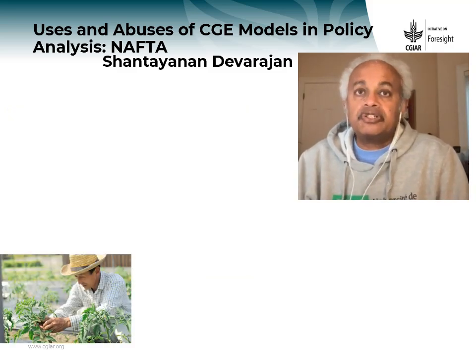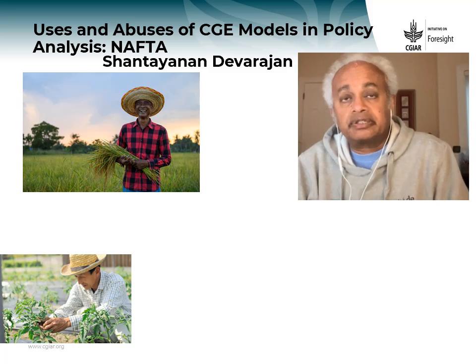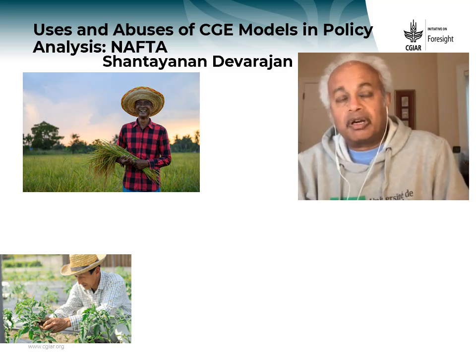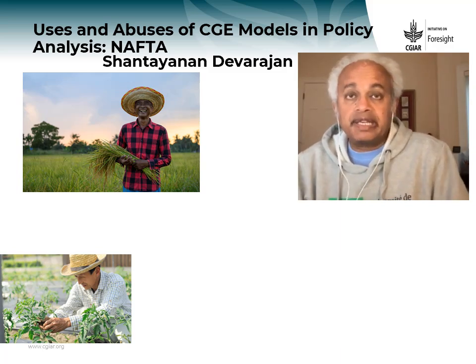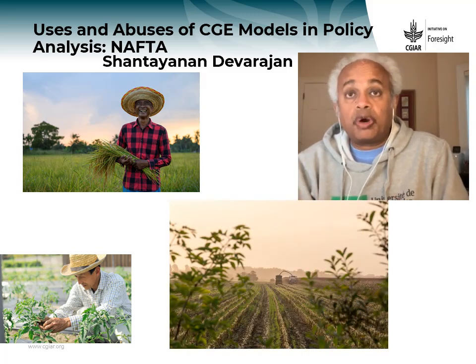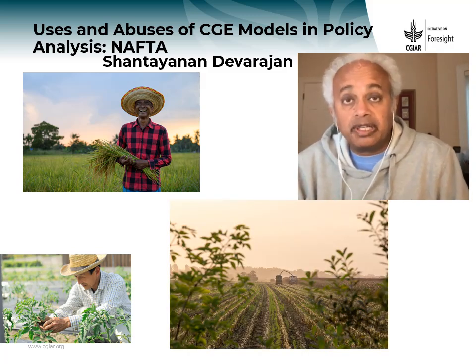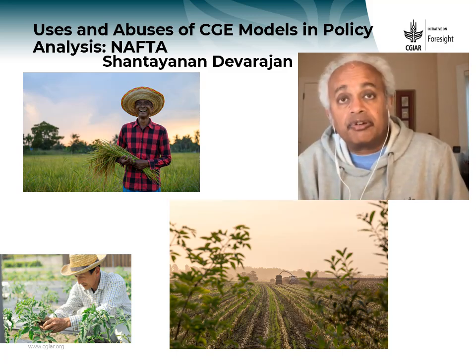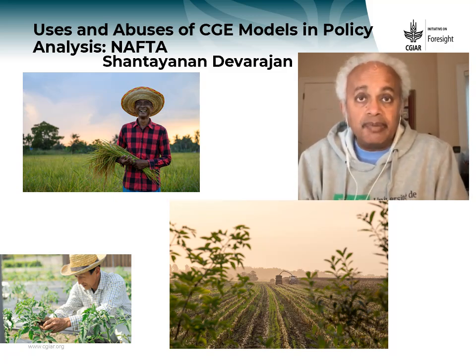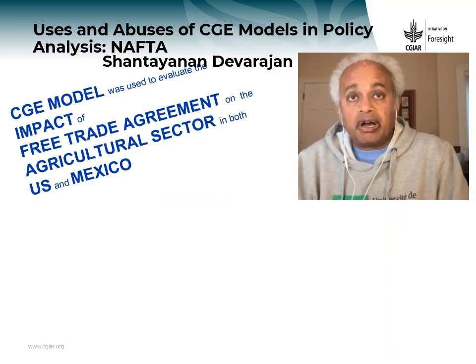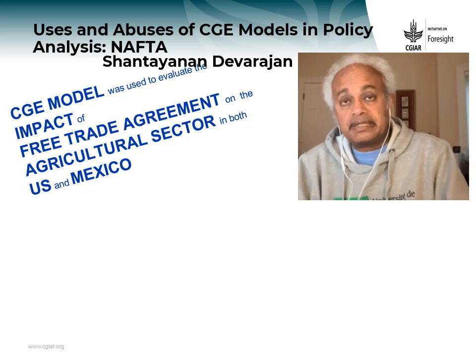Mexico at that time was undertaking various reforms of the agricultural sector, and there was a concern that these reforms might either be derailed or undermined by a free trade agreement with the United States, and in particular with the effect on many of the corn farmers, or people working in the corn industry in Mexico, which would suffer from increased imports of corn from the United States, which was a lower cost producer. So a CGE model was used to examine the impact of a free trade agreement on the agricultural sectors in both the US and Mexico.